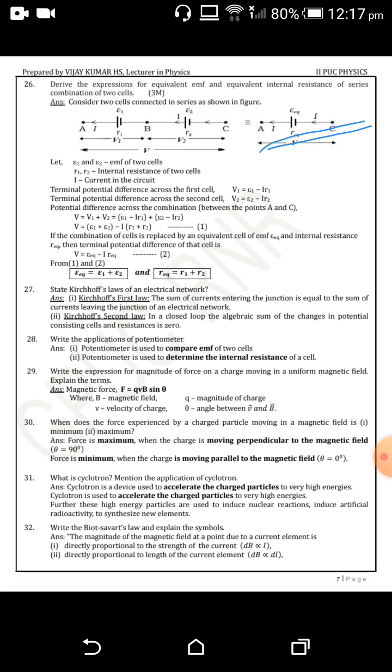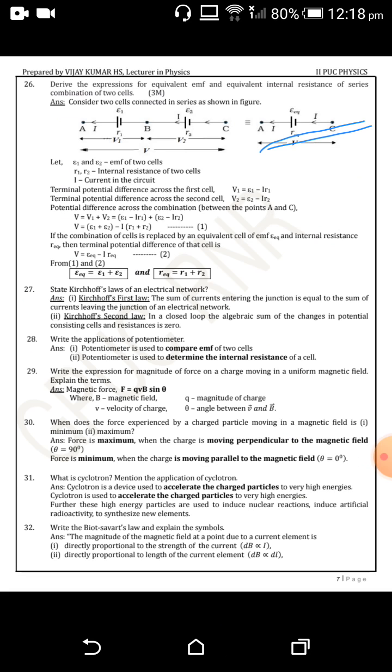As you know, at the junction the net current remains zero. That means the incoming current will be equal to the outgoing current. So the current across any junction will be equal to zero. That is the meaning of Kirchhoff's first law.